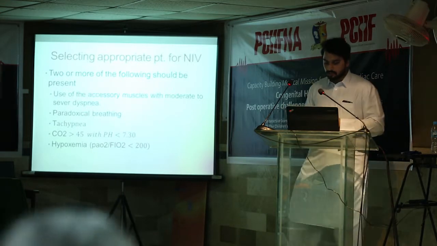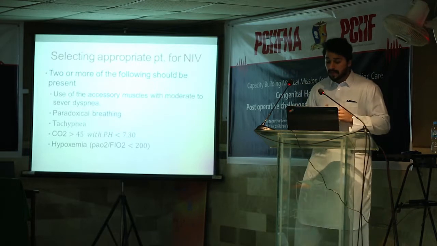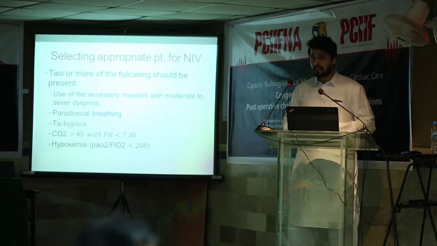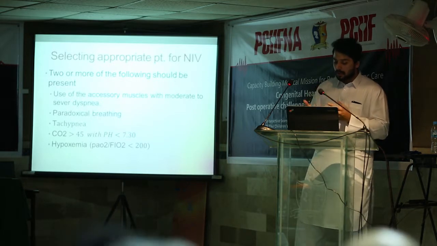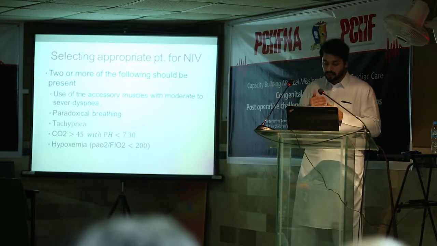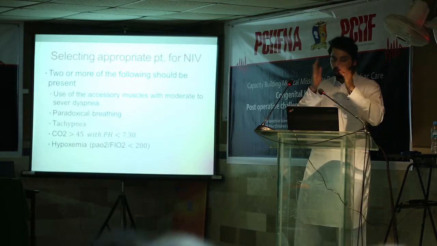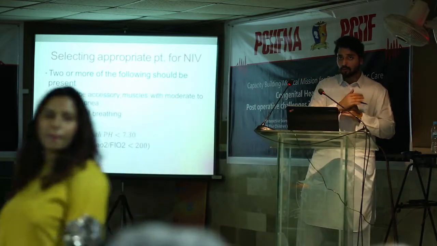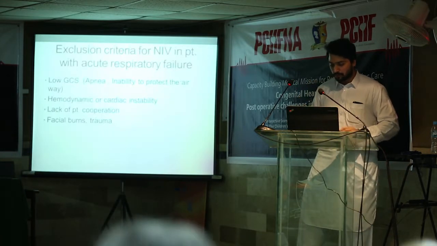Selecting the appropriate patient: how can I decide that this patient is fit for NIV? If the patient is using accessory muscles and is tachypneic, his CO2 is higher than the normal range, and he is hypoxemic, so his PaO2/FiO2 ratio is below 200, in this case we will consider non-invasive ventilation.